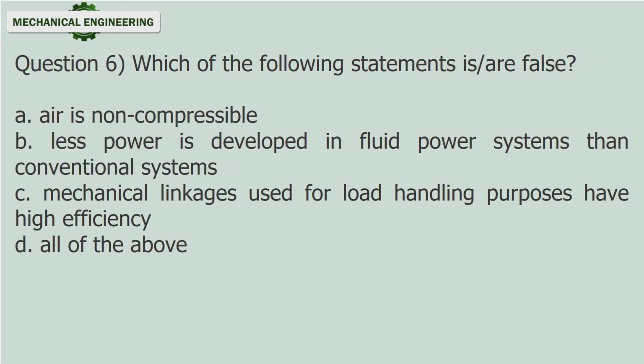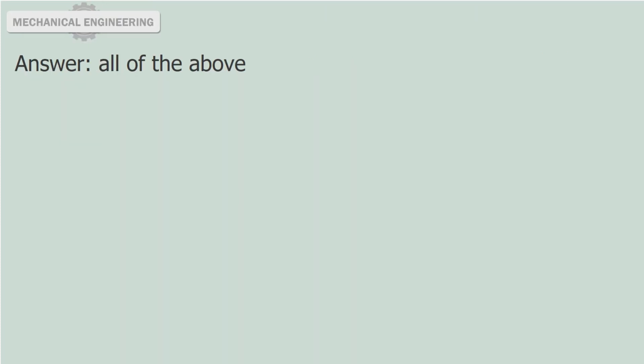Question 6. Which of the following statements are false? A. Air is non-compressible. B. Less power is developed in fluid power systems than conventional systems. C. Mechanical linkages used for load handling purposes have high efficiency. D. All of the above. Answer: all of the above.